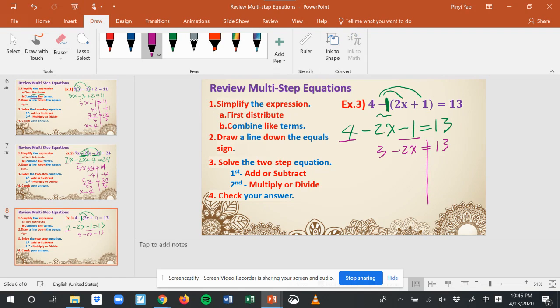Next, draw the line. 3 is further away from x. Since it's positive 3, we're subtracting 3 on both sides. We got negative 2x equals 10. And then, since it's negative 2 times x, we're dividing both sides by the negative 2. We will get x equals negative 5. And that is our final answer.